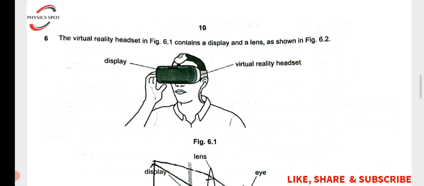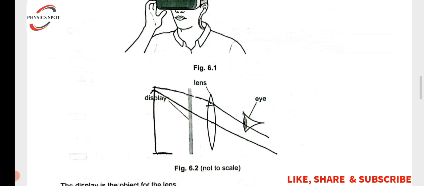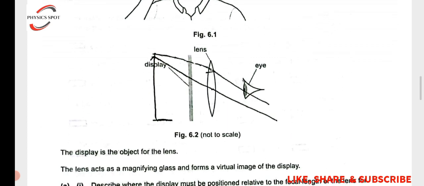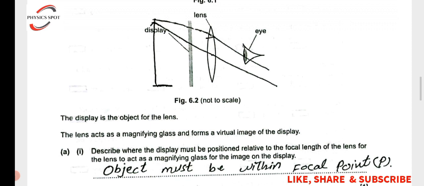Question number 6. The virtual reality headset in figure 6.1 contains a display and lens as shown in figure 6.2. Okay, the display is the object for the lens. The lens acts as a magnifying glass and forms a virtual image of the display.